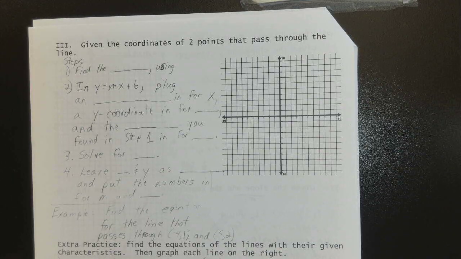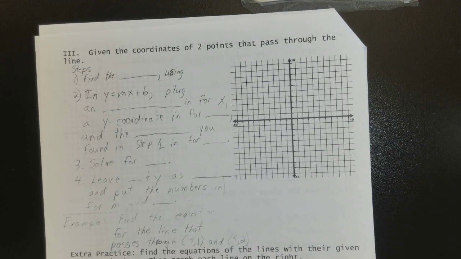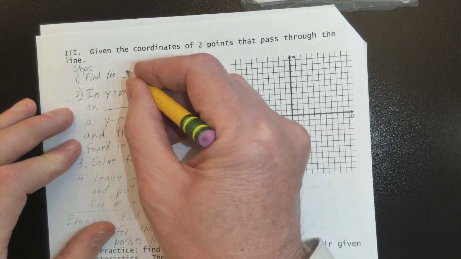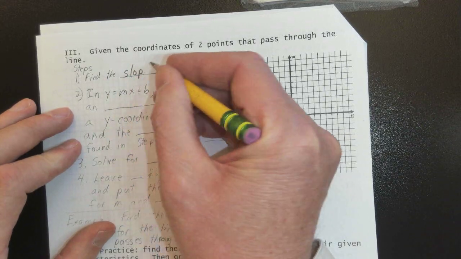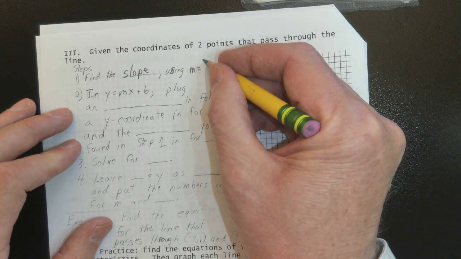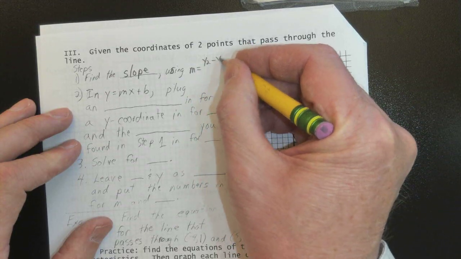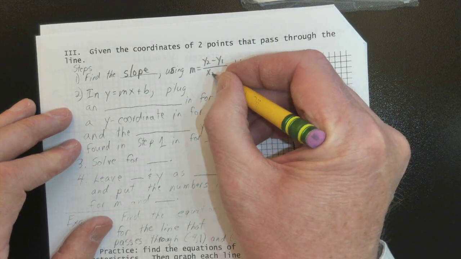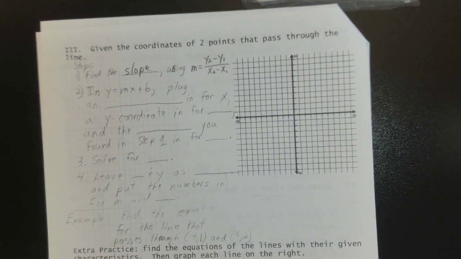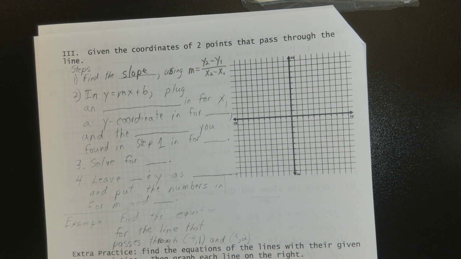Okay. So, given the coordinates of 2 points that pass through the line, that's what we've got. I need you to first find the slope using m equals y sub 2 minus y sub 1 over x sub 2 minus x sub 1. You guys go with me there?